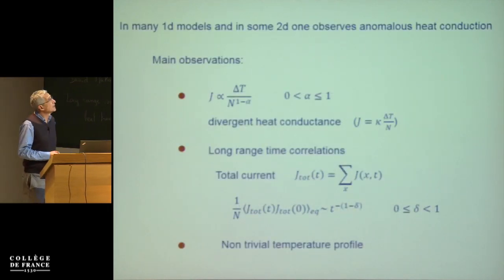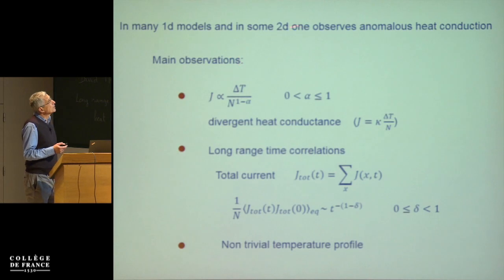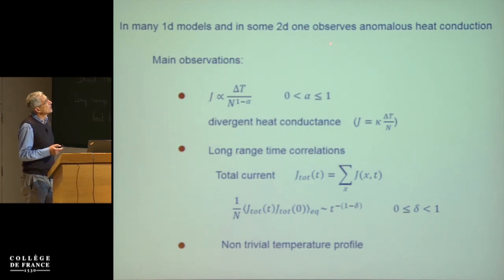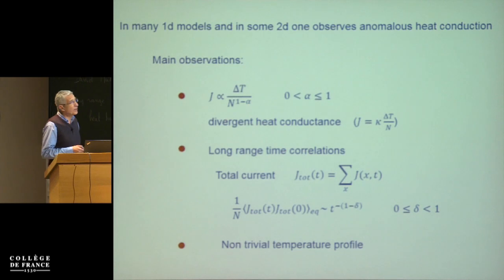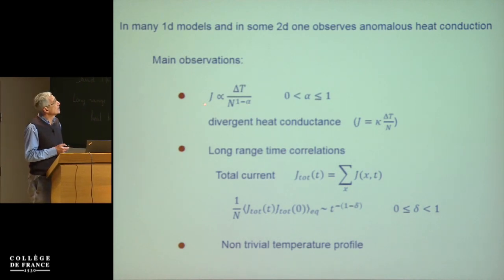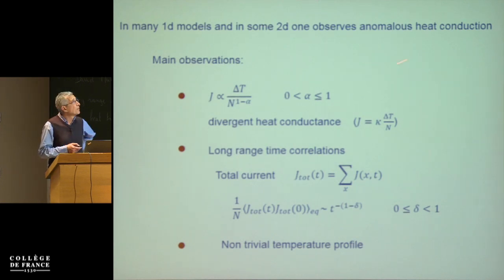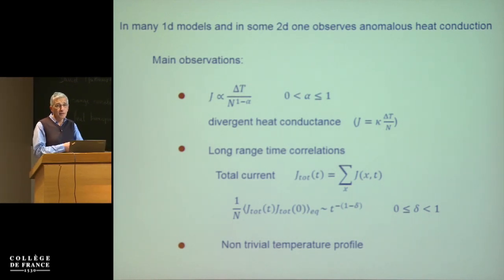It turns out that in many one-dimensional systems and in some two-dimensional systems, anomalous heat transport was observed. And the main observations are the following. First of all, the current doesn't go like delta T over N, the length of the system, but it goes with a slower power law of N, which means that it's much higher than one would expect in diffusive systems.